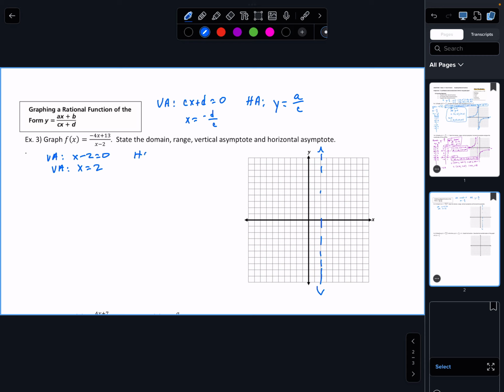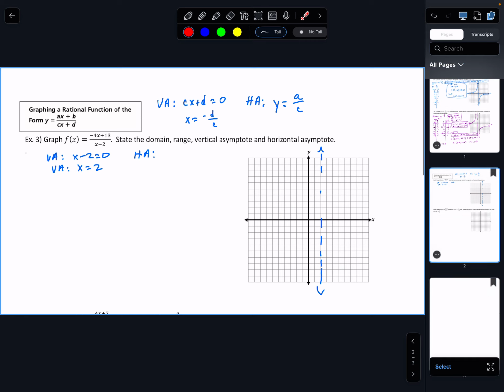So in example 3, the A value is negative 4. The C value is 1. And so it is negative 4 over 1, and so my horizontal asymptote is y equals negative 4. And so that is how we're going to find our vertical and horizontal asymptote.